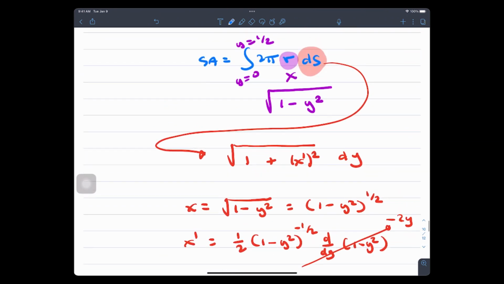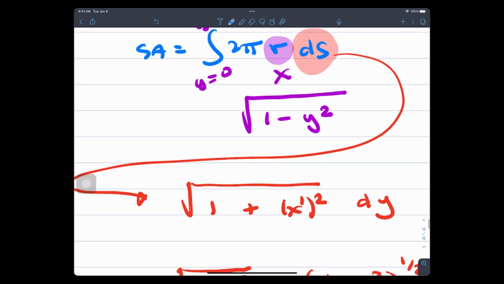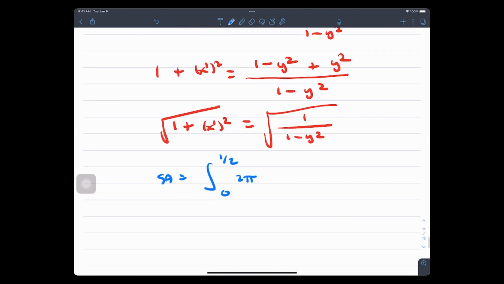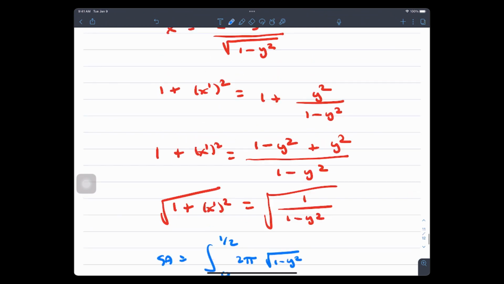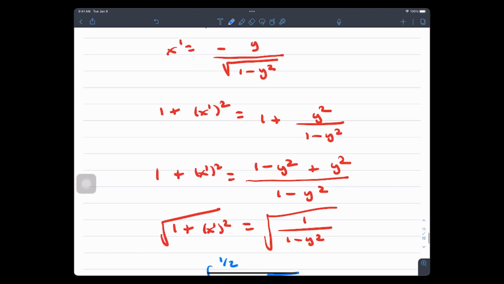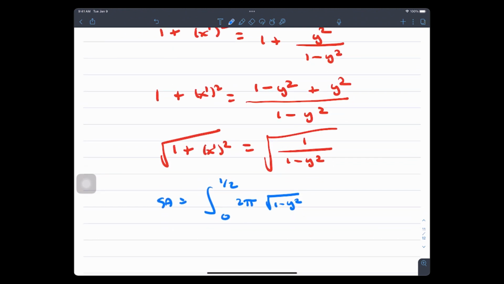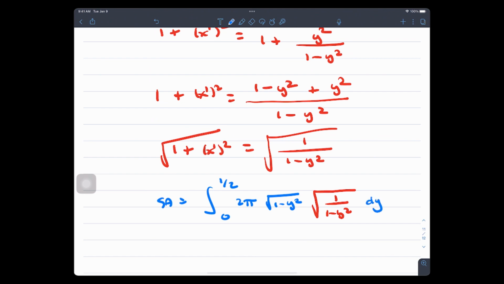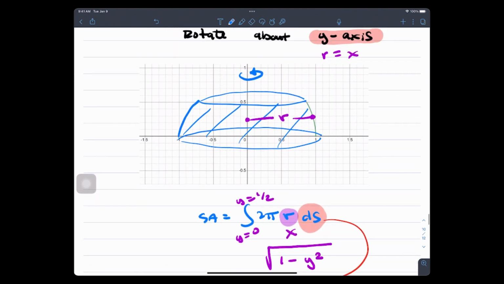Two pi what? Remember this x, the square root of 1 minus y squared. So this is going to be here. What is the square root? 1 minus y squared. Is that true? And then, what do we have here? What's our ds? Well, let's put the ds in here. This is 1 over the square root of 1 minus y squared, and this is going to be a dy, is that right?